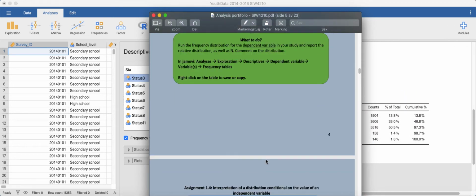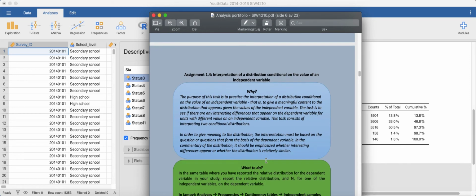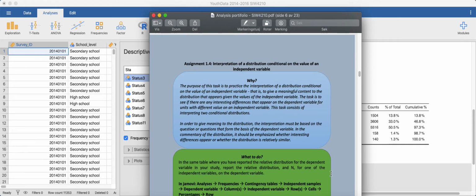Okay, so then we go for assignment 1.4, interpretation of the distribution conditional on the value of an independent variable, and the purpose of this task is to practice the interpretation of a distribution conditional on the value of an independent variable. That is to give meaningful content to the distribution that appears given the values of the independent variable. The task is to see if there are any interesting differences that appear on the dependent variable for units with different values on an independent variable.